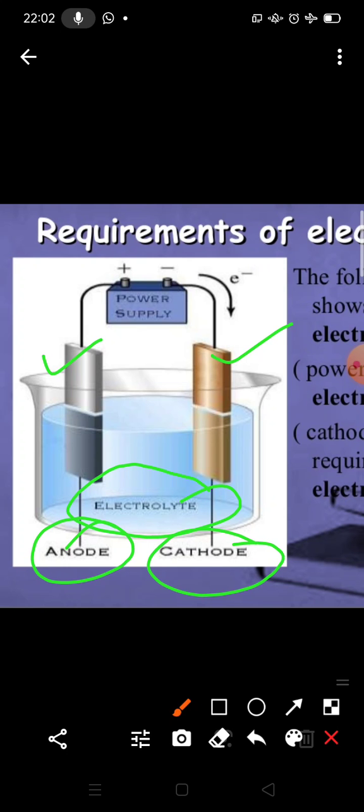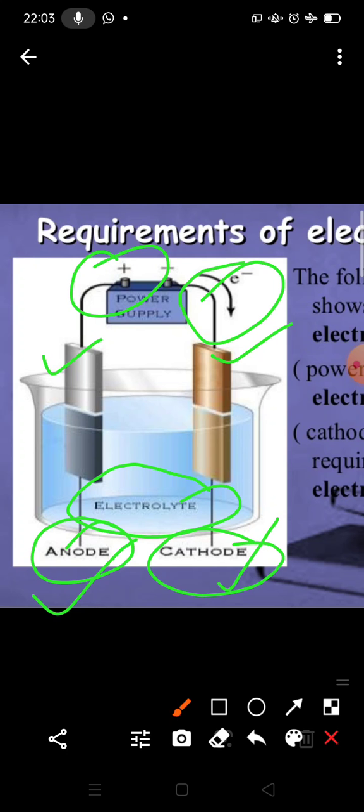Students, these are the two terminals. You can see the two terminals dipped into the solution. And what is the solution? Electrolyte. Electrolyte is a solution through which the current passes. They make the electrical contact between the solution and the external circuit. The electrode connected to the positive terminal of the battery is called the anode, the positive electrode, and the one connected to the negative terminal of the battery is called the cathode, the negative electrode.